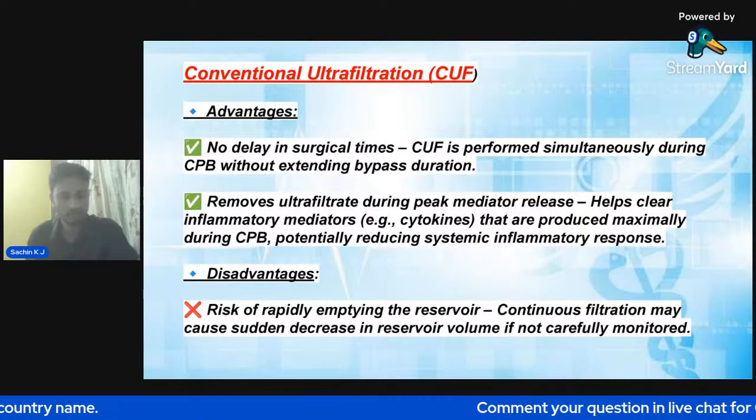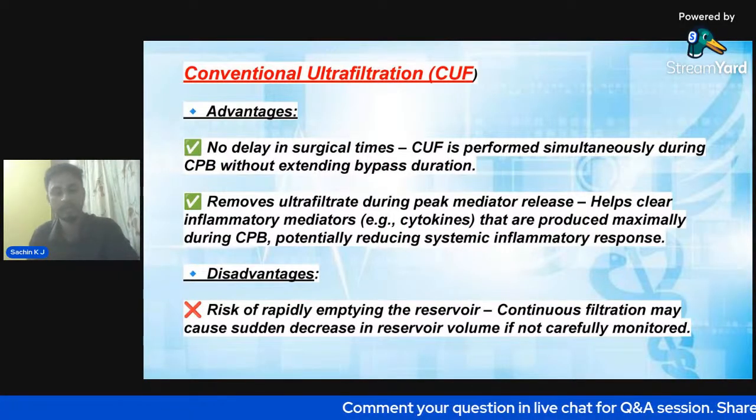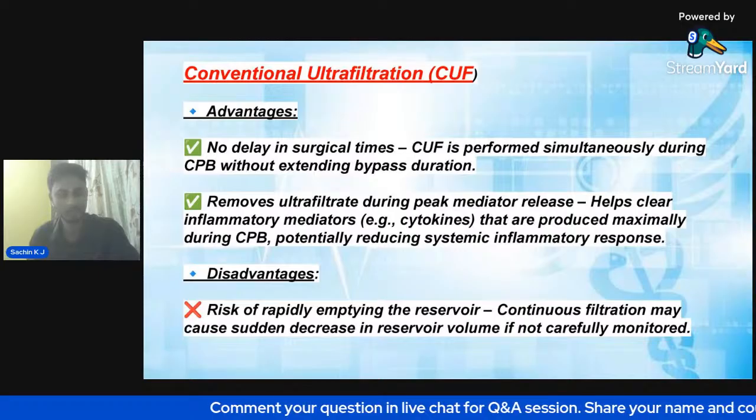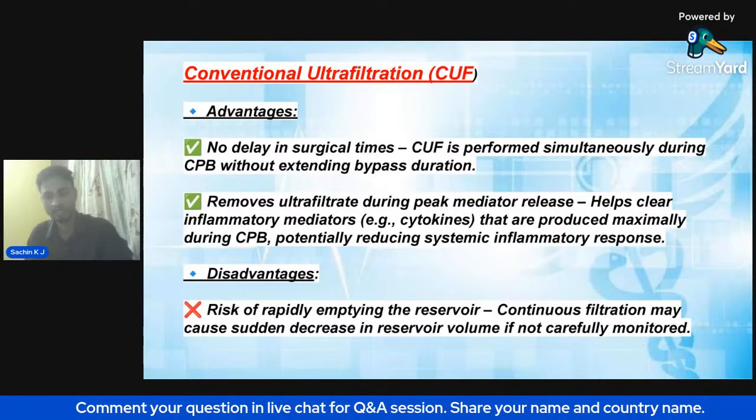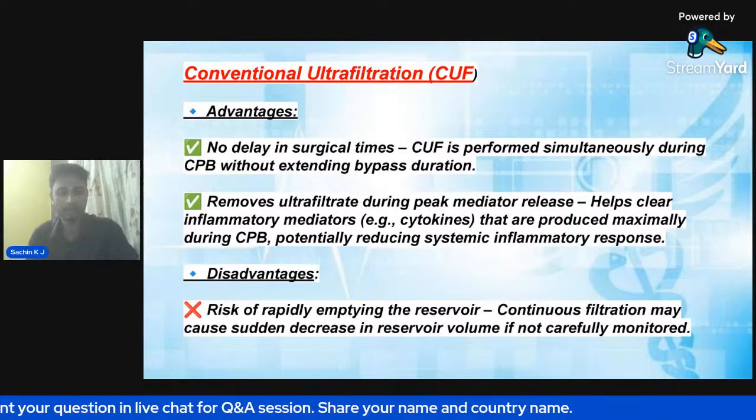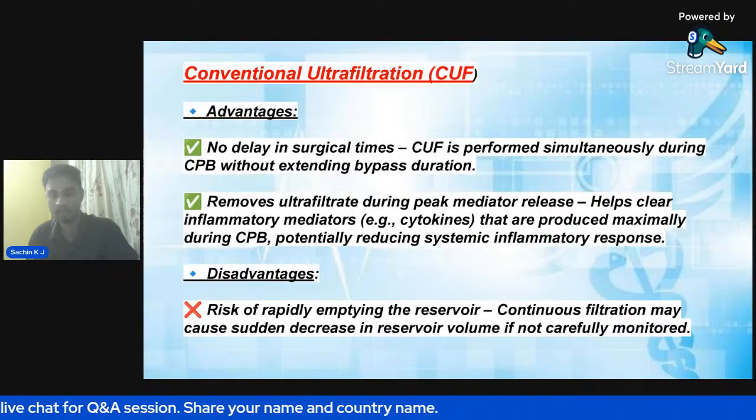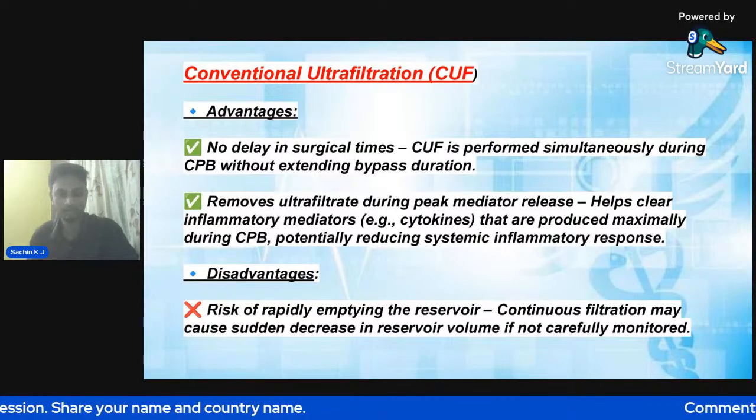Disadvantage: risk of rapidly emptying the reservoir. It will empty rapidly, so continuous filtration may cause a sudden decrease in the reservoir volume. We should carefully monitor the reservoir level.